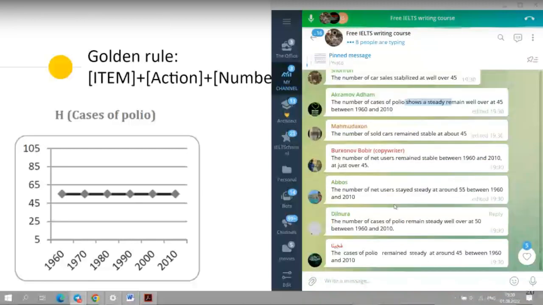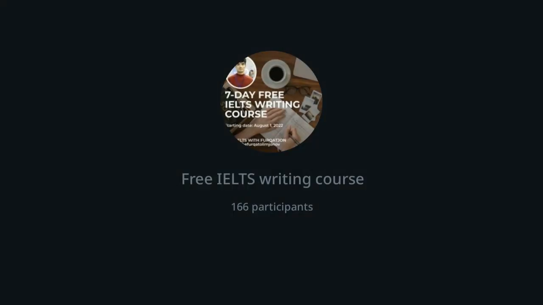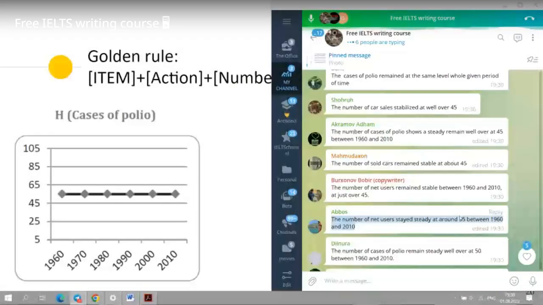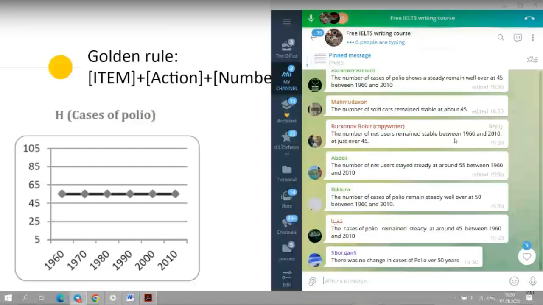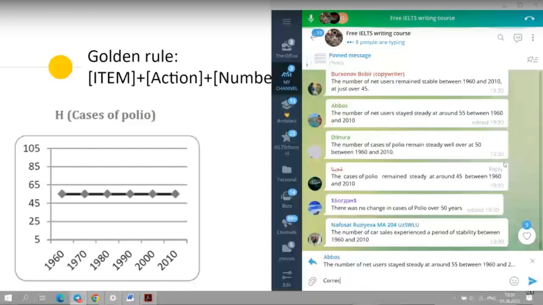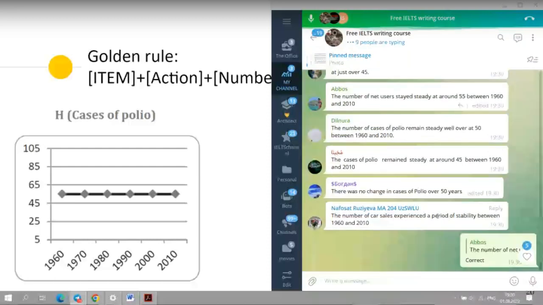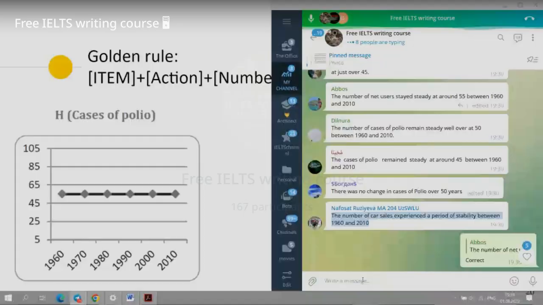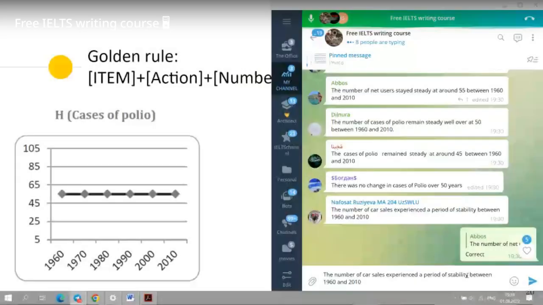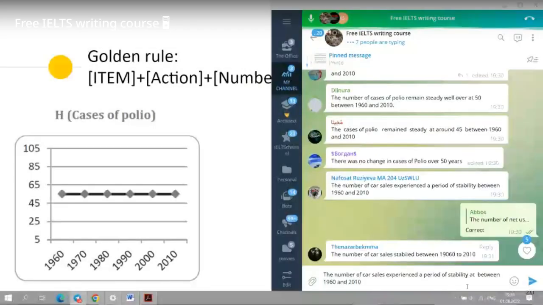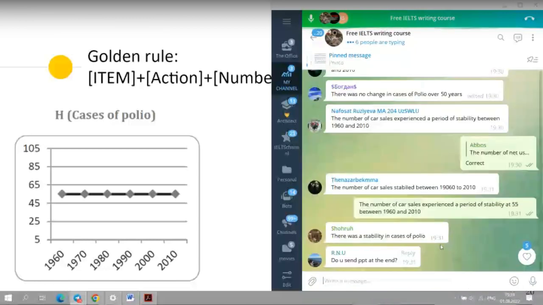So this one is correct. "The number of car sales experienced a period of stability." Yes, but after stability, you should use the word at. At 55, this one would be correct. Okay, now let me show you guys the answer.